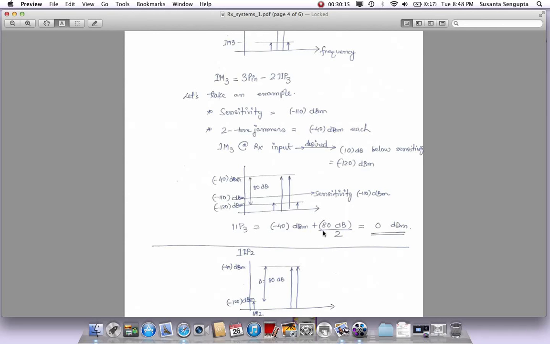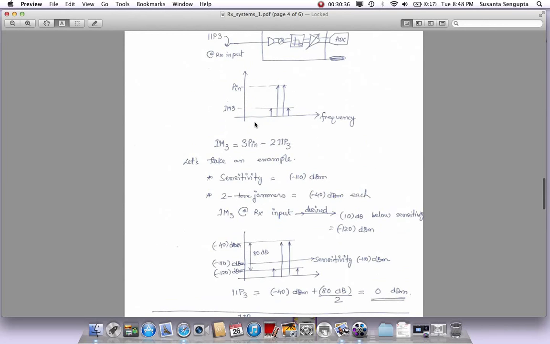If you put these values, this is same as this equation here. It's a much simpler way rather than going round and round a little more. But if you simplify this, you will come to this step. The IP3 in this case will come to 0 dBm. So that's how you can say that IP3, if a jammer like this is present at sensitivity, we have this IP3. Okay, and that's how we quickly calculate it.